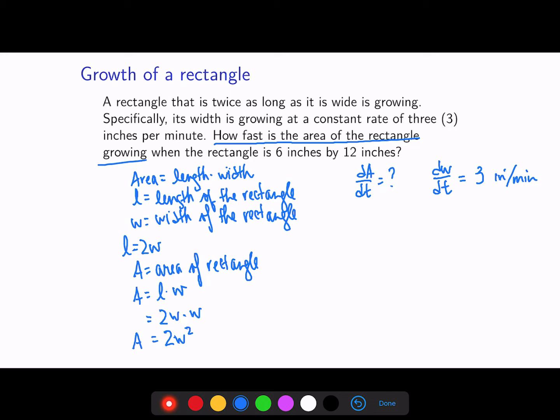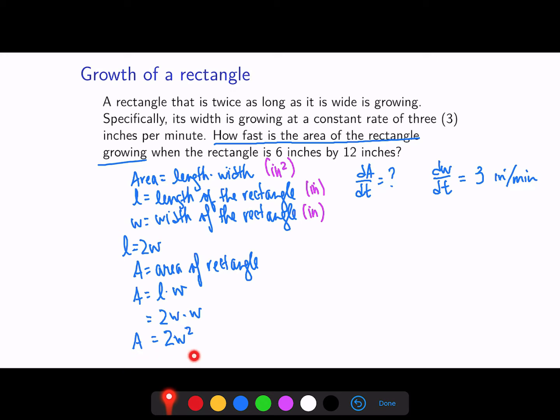Well, it's good to keep track of units in problems like this. So let's just specify that the length and the width are in inches. And so our area is going to be in square inches. And you can confirm that down here with our formula. If W is in inches, then W squared is in square inches. And that's the unit we expect on the area. So we know what the derivative of W is. We want to know what the derivative of area is.